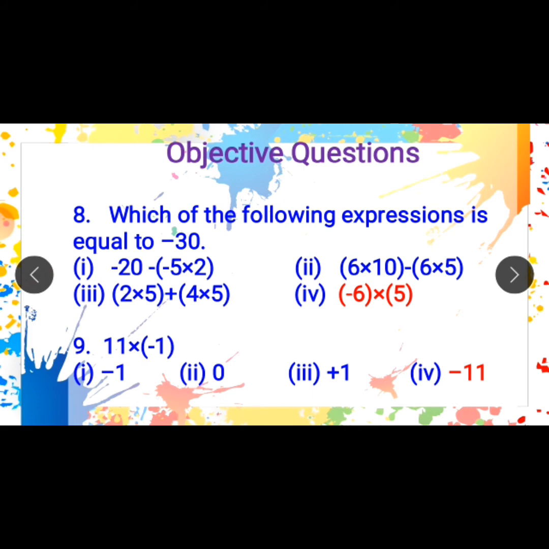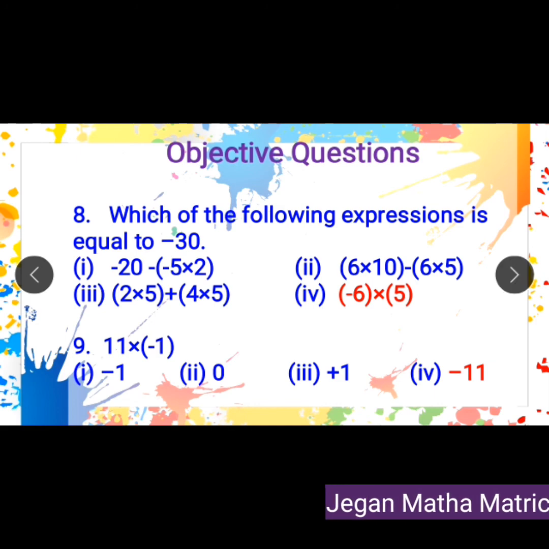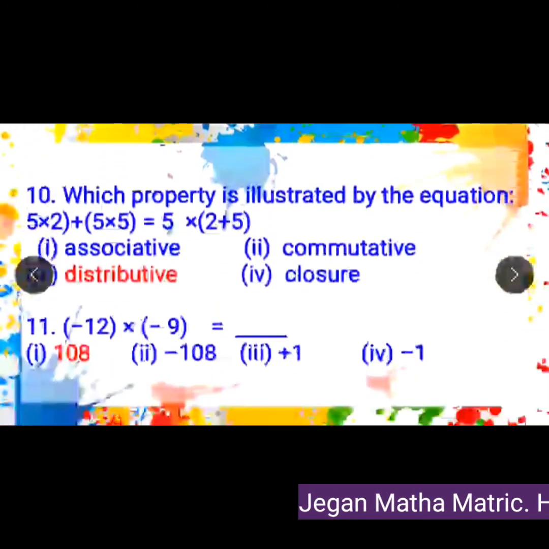Next, 11 into minus 1. So, 11 ones are 11, but one integer is in negative. So, the answer is minus 11. Here also, fourth option is the answer.